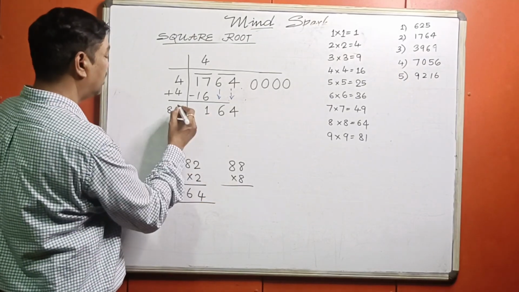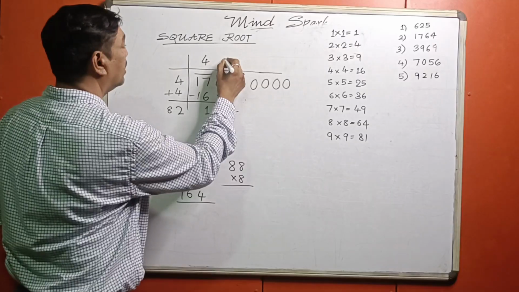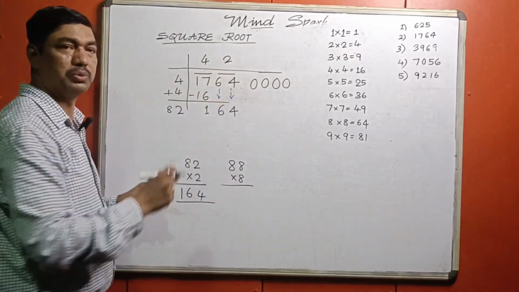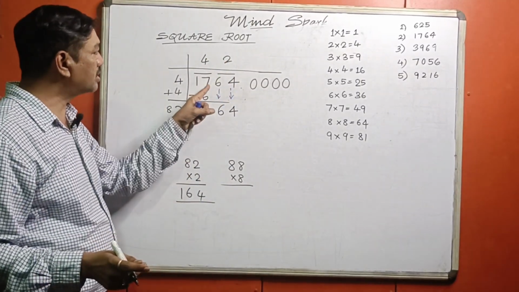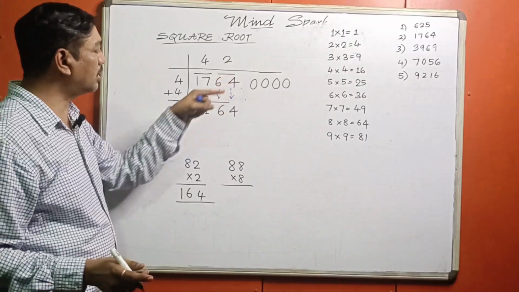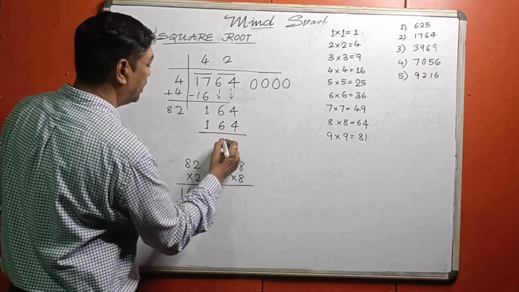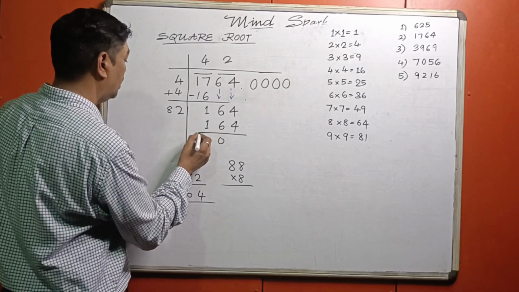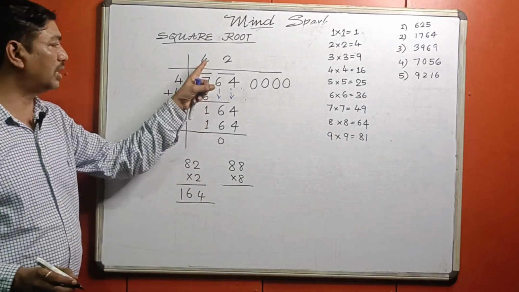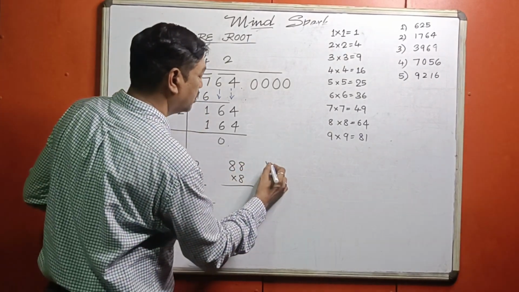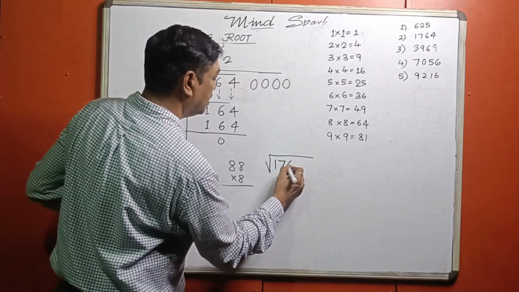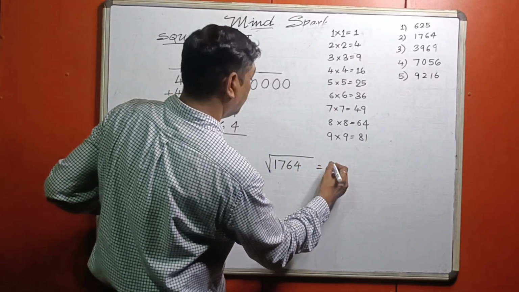Then you put 2 here, and between 6 and 4 you write 2. You understand? Between 1 and 7 I wrote 4. Between 6 and 4 you write 2. Then the number is 164, and the remainder is 0. So this is how you find that the square root of 1764 is equal to 42.